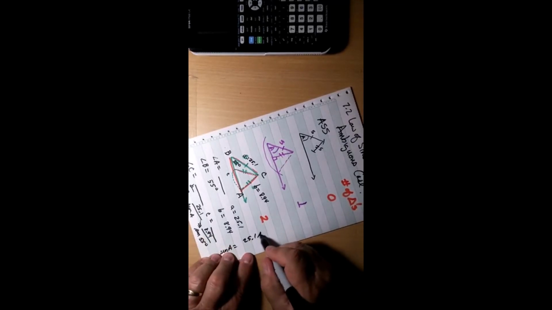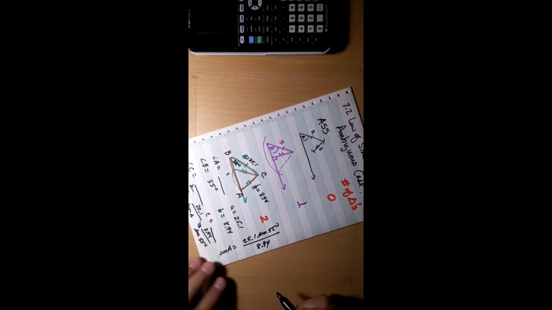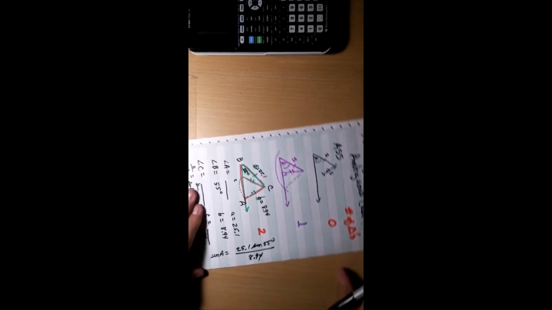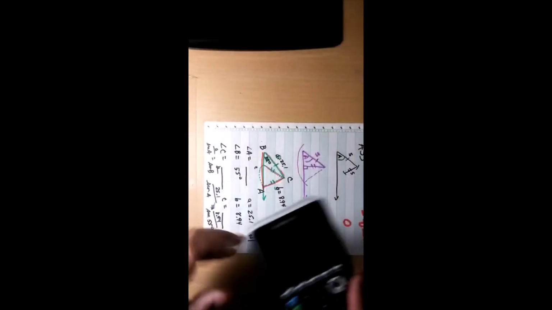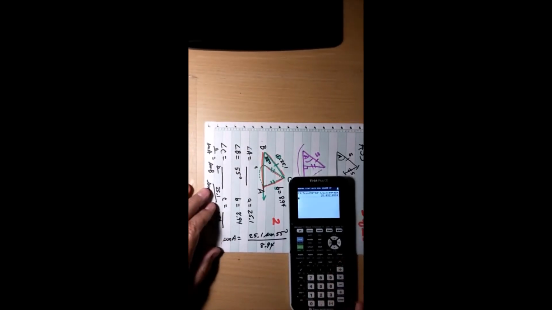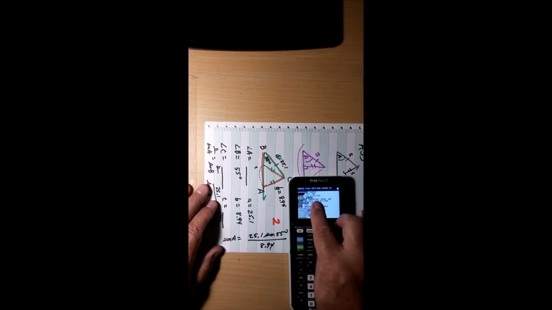25.1 times the sine of 55 degrees over that 8.94. Okay, now, if you calculate this, remember, you need to have something that'll make sense. So let's clear this out. 25.1 times the sine of 55 degrees. Let's make sure we're in the correct mode. Degree mode. Yes, we are.